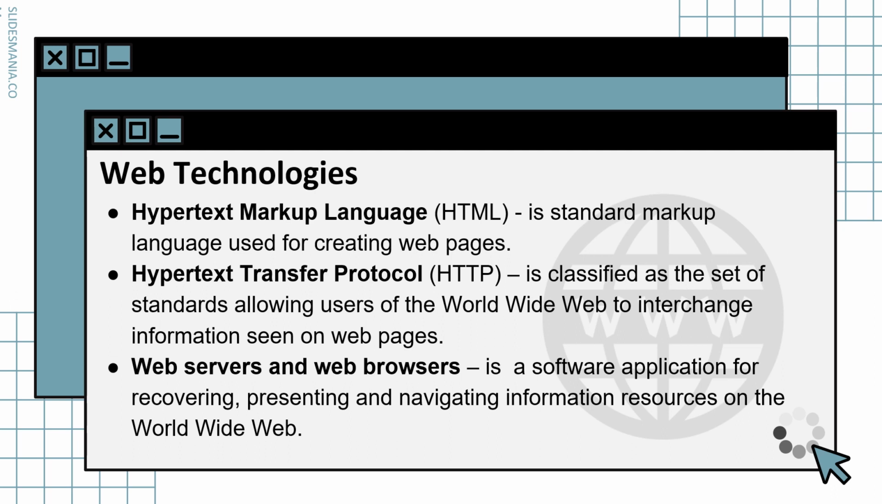And then the web servers and web browsers, it is a software application for recovering, presenting, and navigating information resources on the World Wide Web. So when we say web browsers, ito po yung mga ginagamit nating application para ma-access po natin yung mga websites. Examples po ng mga web browsers is yung Google Chrome, Firefox, Internet Explorer. Kapag sa iPhone naman, gumagamit po tayo ng Safari. And then, Opera Mini and so on. So, yun po yung mga tinatawag nating web browsers.